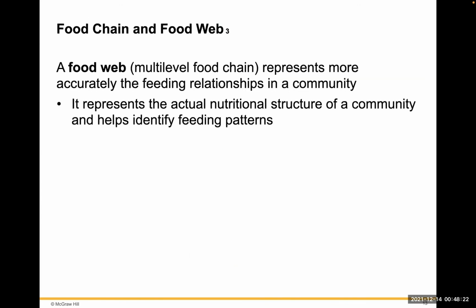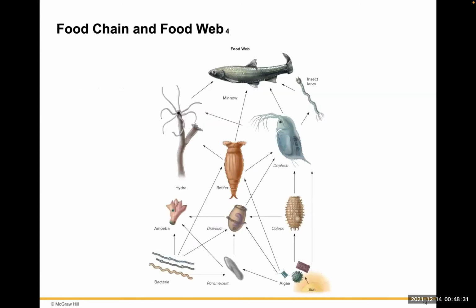A food web is a multi-level food chain. It represents more accurately the feeding relationships of a community. It doesn't go line by line by line like that. It represents the nutritional structure of a community and helps identify feeding patterns. So that's more like what it looks like.